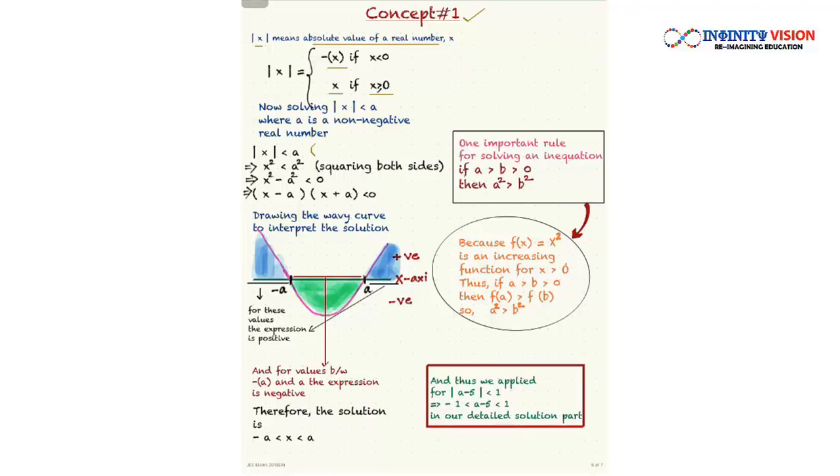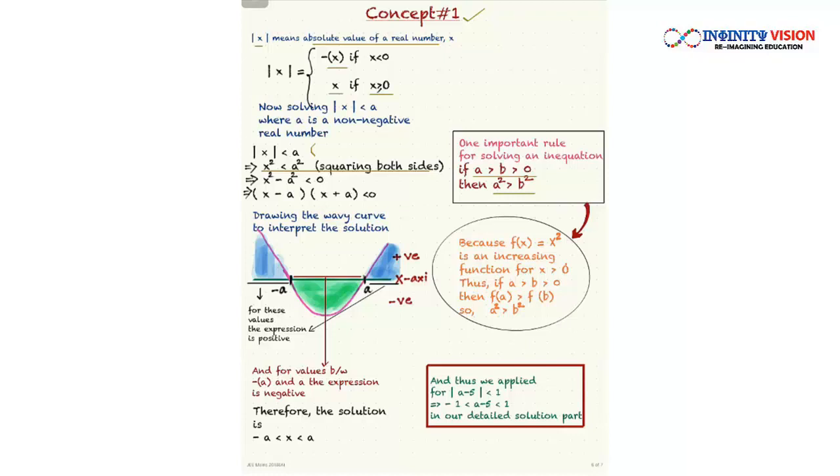we need to square, and that is why we have squared, and after squaring both sides, we got x square less than a square. Now we know x square is a positive number and a square is also a positive number, but the question comes, can we do squaring without affecting the inequation? The answer is yes. Why? Because there is this important rule for solving an equation, that if a is greater than b is greater than 0, which means a and b are positive real numbers, then a square would be greater than b square.